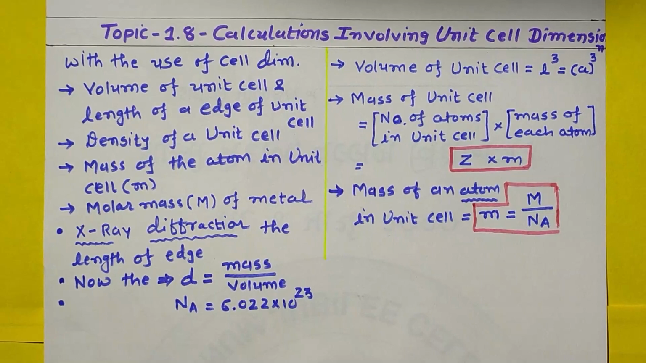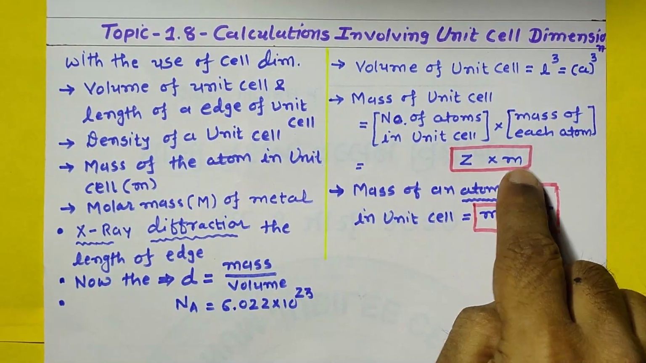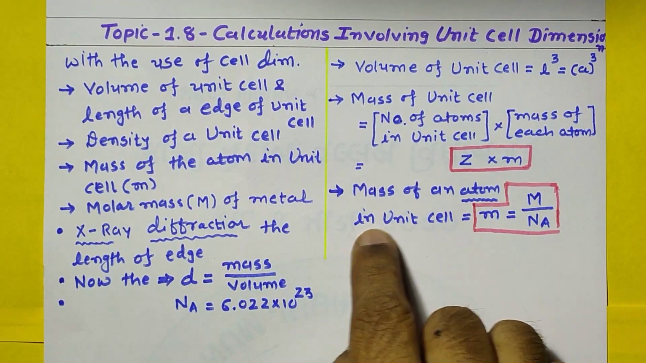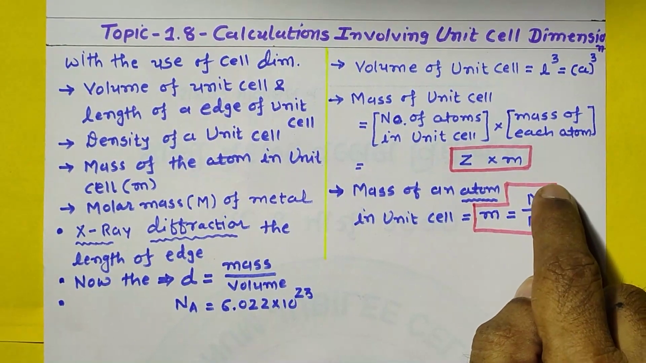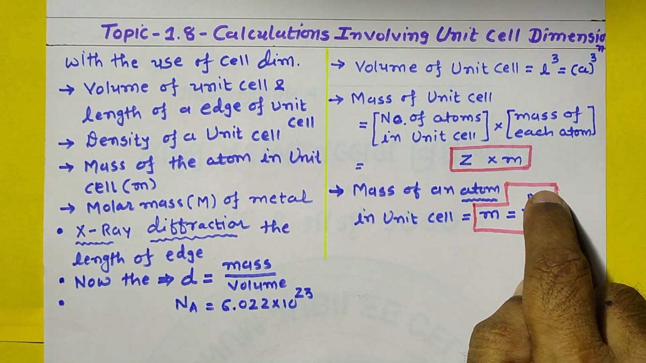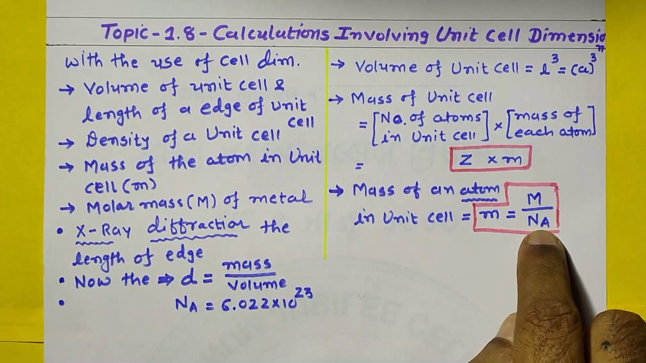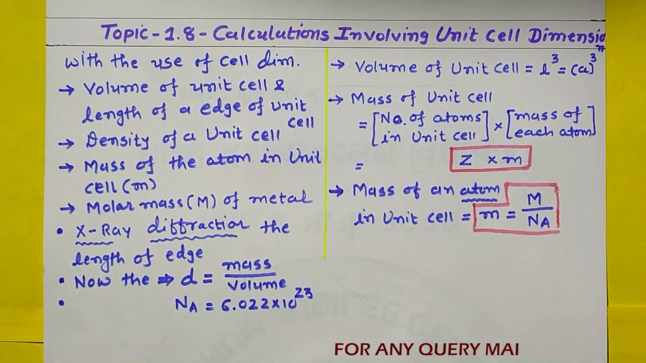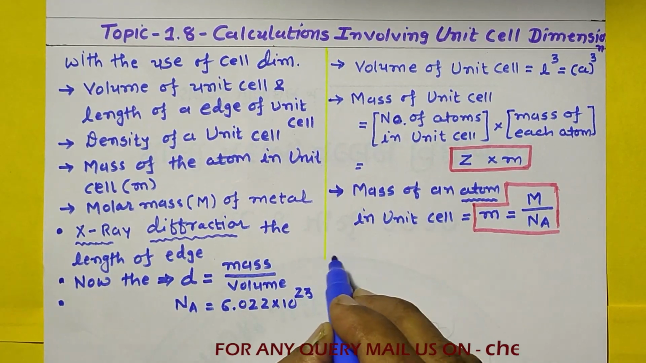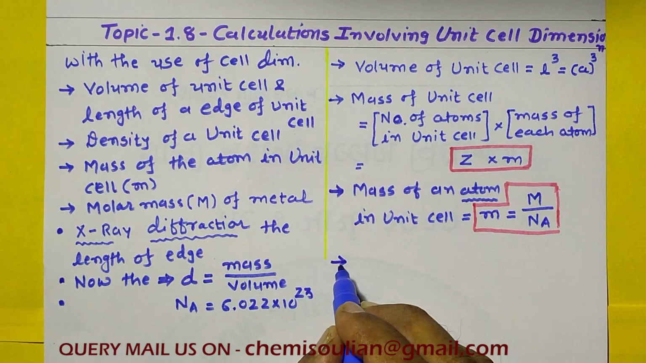First formula is the mass of unit cell is equal to Z into m. Mass of an atom in unit cell, small m, is equal to capital M, that is the molar mass of the solid substance, divided by NA, which is the Avogadro number, fixed at 6.022 into 10 raised to 23. Now our fourth point is the density of a unit cell.